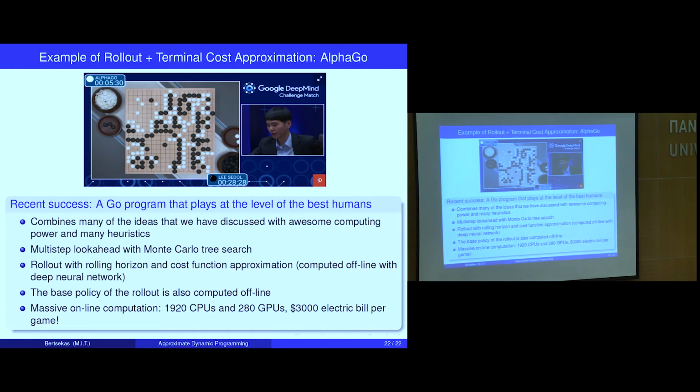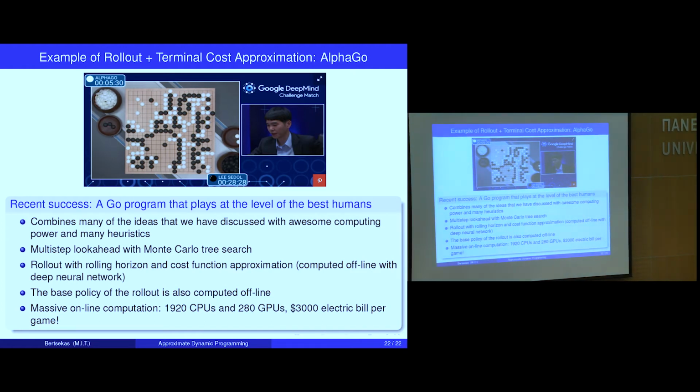Okay, let's take a break here and we go into approximation in policy space when we come back, 5-10 minutes.